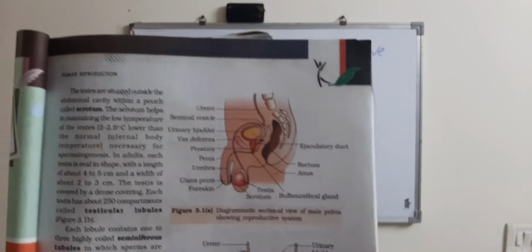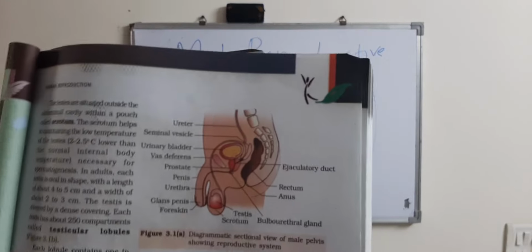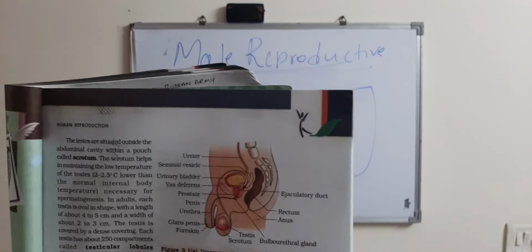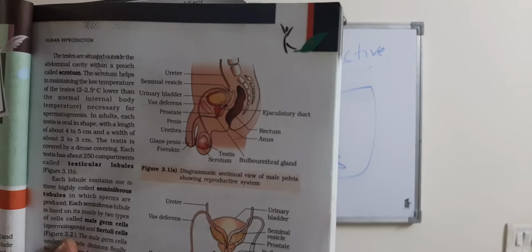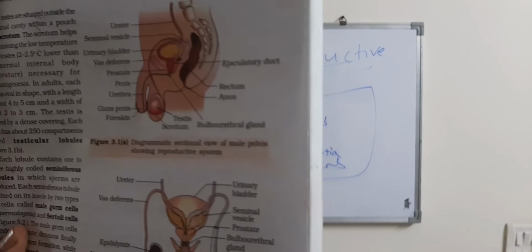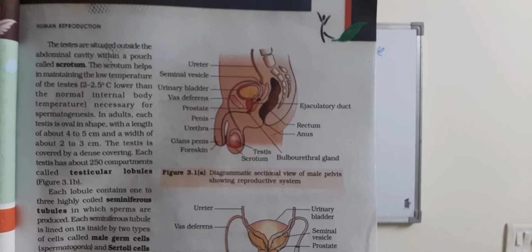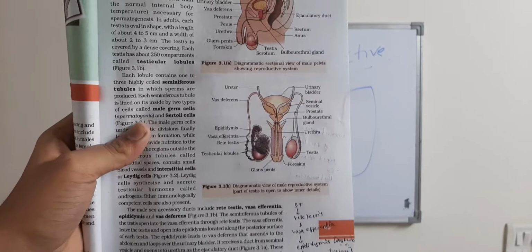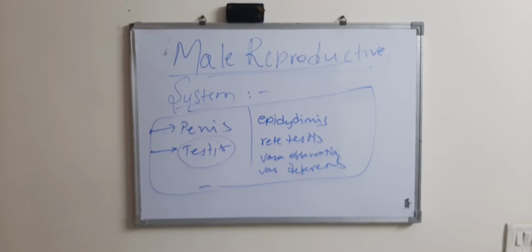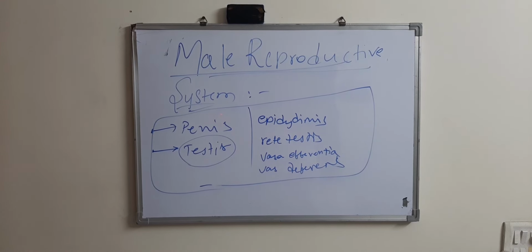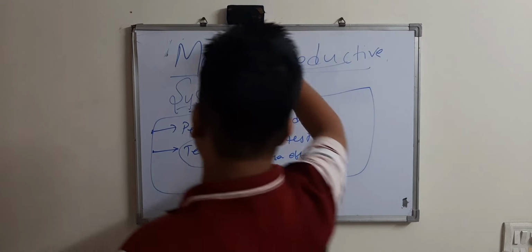Testis is present in a bag-like structure called the scrotum. I will explain it now. And this is the ejaculatory duct, a combination of the seminal duct and the vas deferens. Now check the NCERT diagram and please focus here. About the penis and testis we will be discussing now. The penis does not contain many parts, except I have to tell you about the glans penis and foreskin. Now let us start with the testis.